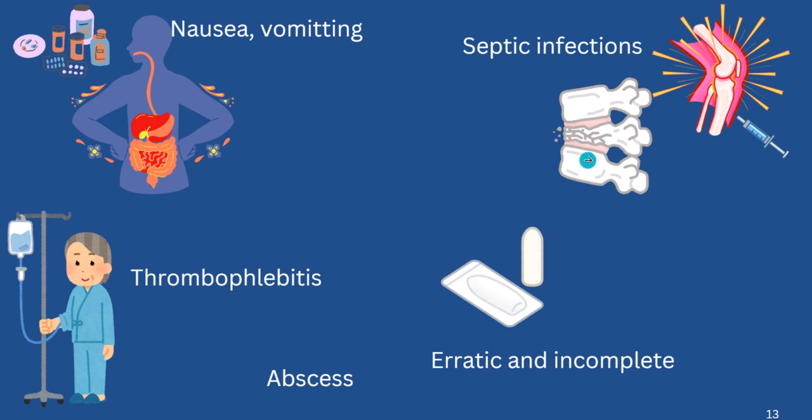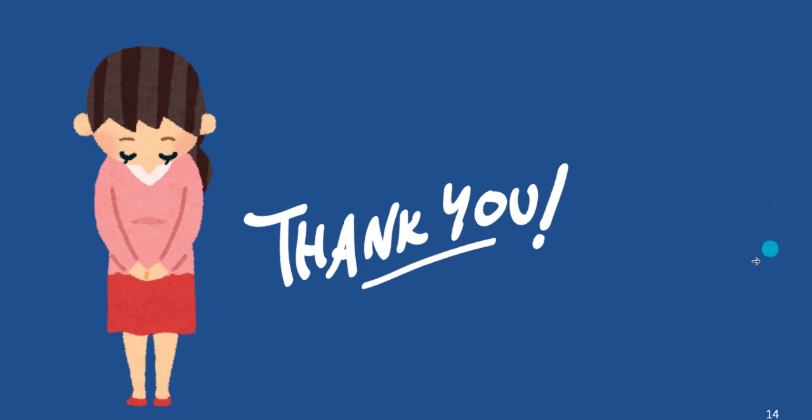Similarly, any CNS routes such as spinal, epidural, or intra-arterial injection must all be done with utmost caution, because any septic infection introduced into the CNS or the knee joint will have severe adverse effects and severe infections. And when it comes to the rectal route, sometimes absorption may be erratic and incomplete. With this, I conclude the topic of different routes of administration.